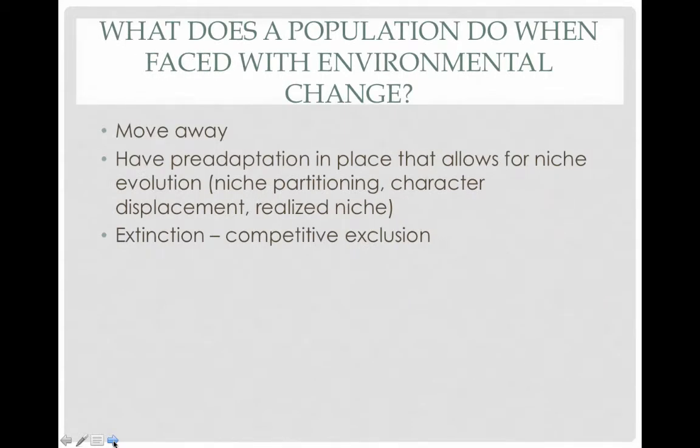All right. Don't forget, there are only 3 things a population can do when faced with environmental change, and this includes competition. You can move away. You can have a pre-adaptation in place that allows for niche evolution, to basically roll with the punches or niche partition or any of this stuff. Or you can go extinct through competitive exclusion.